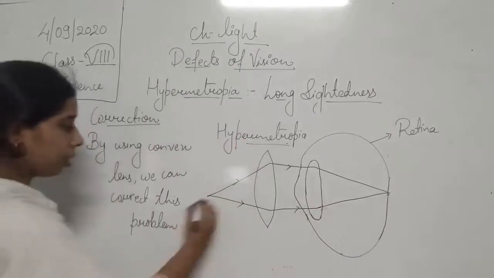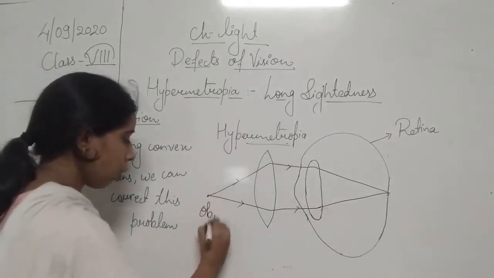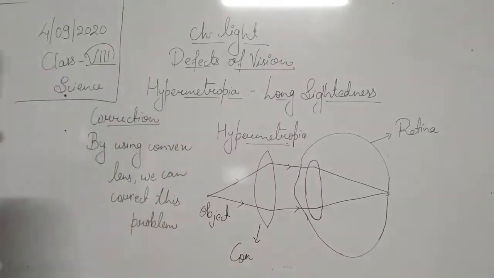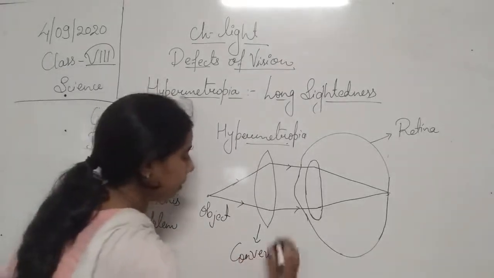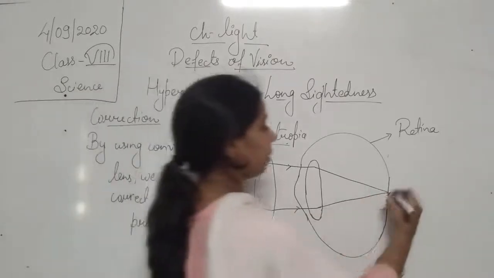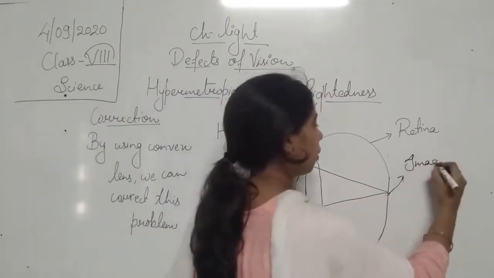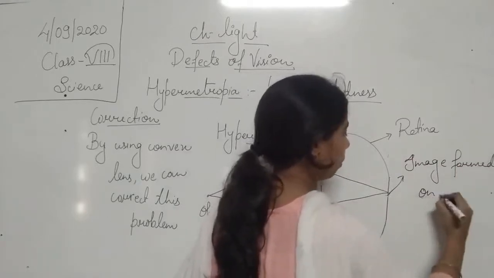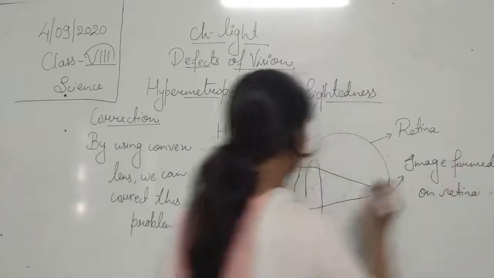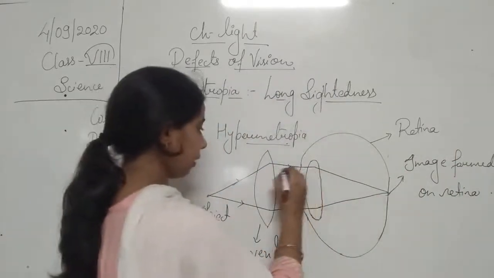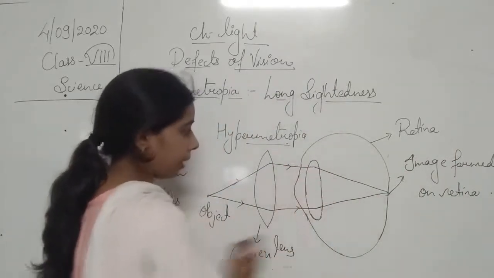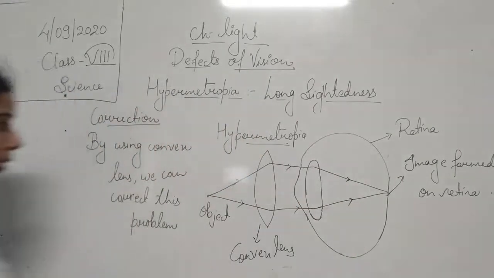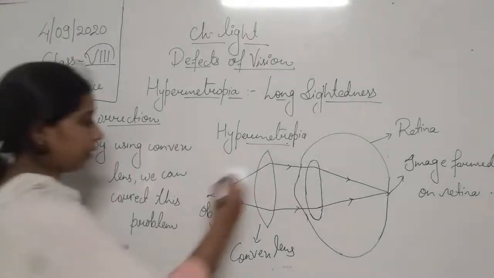And finally, okay, so you see here, student, this one is what? This is the object. This one is what? This is the convex lens. This is what? This is the image formed on the retina, and you can understand it in a good way, students. And that is this light ray and this light ray. Okay, so it will be like that.